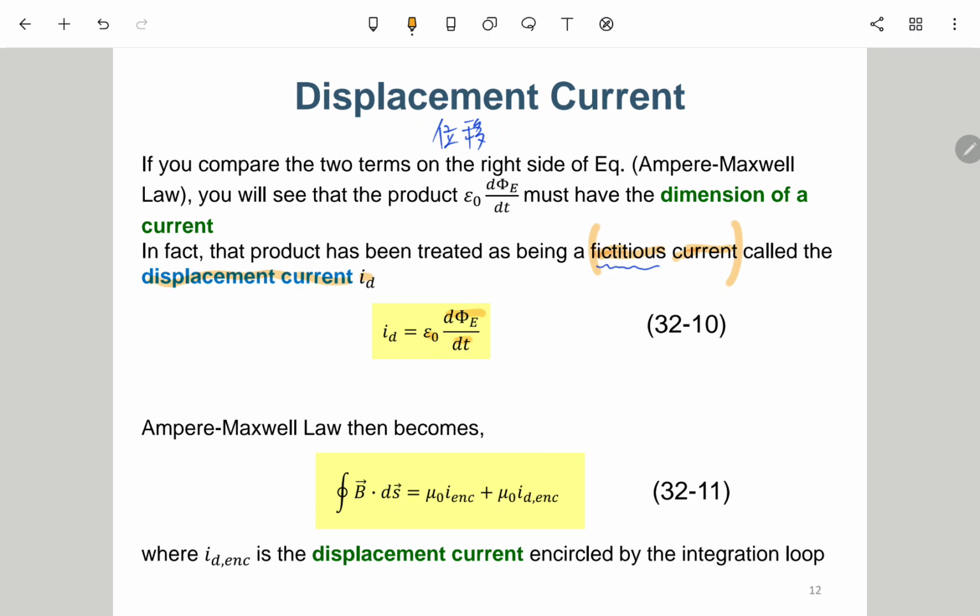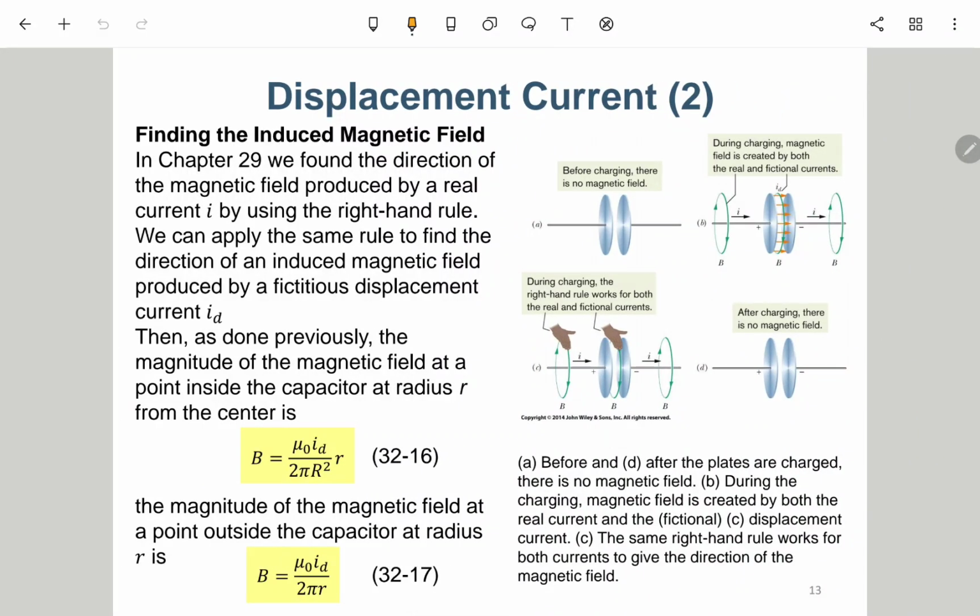Okay, and then in that case, if we use ID, then the Ampere-Maxwell law can be written as this line integral equals mu0 I enclosed, and then plus mu0 ID enclosed. So this is the static current. This is the displacement current, encircled by the integration loop.